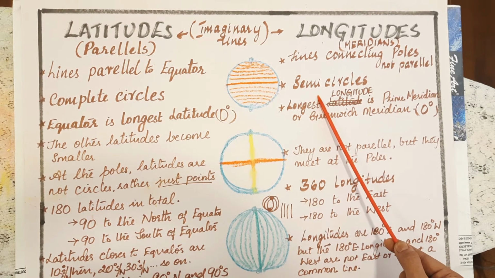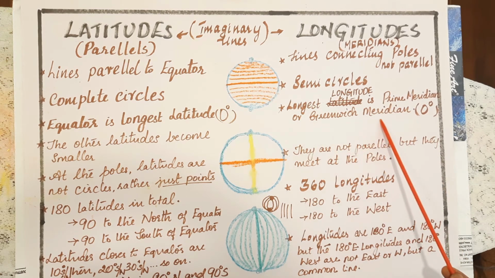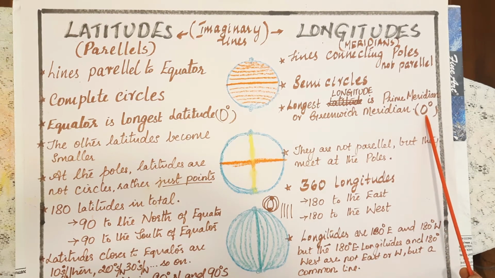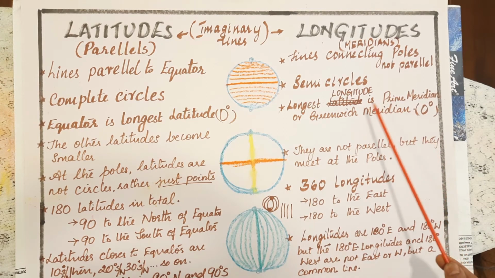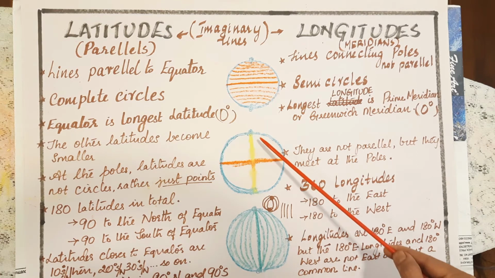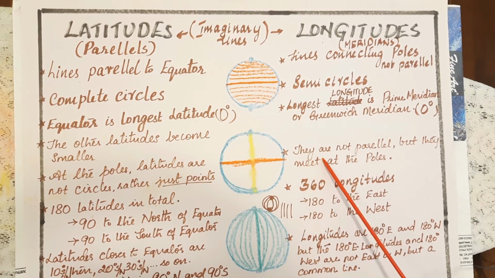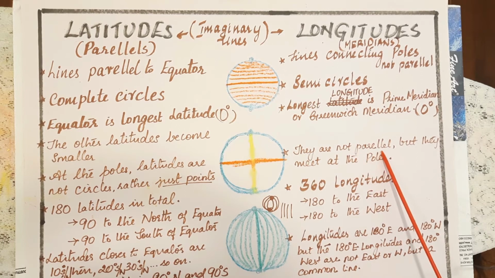What's the next characteristic? The longest longitude is the prime meridian or Greenwich meridian, which is denoted as 0 degrees, and it's called Greenwich because it passes through Greenwich in London. So this is the Greenwich meridian or 0 degree. The next characteristic is they are not parallel, but they meet at the poles.